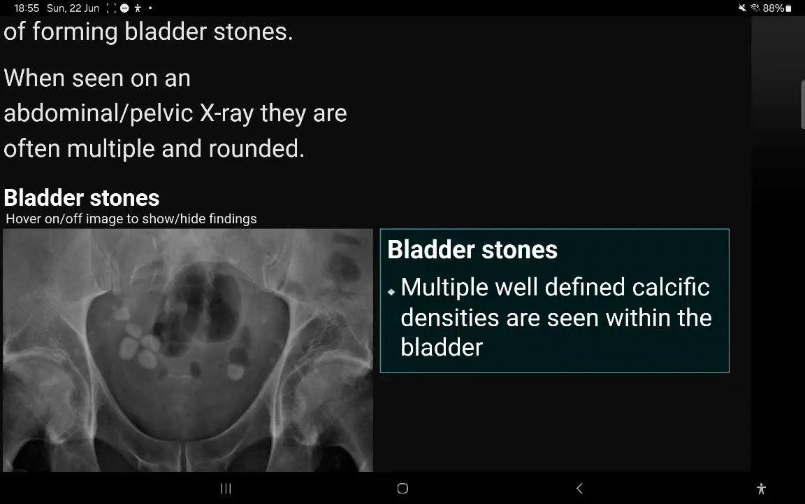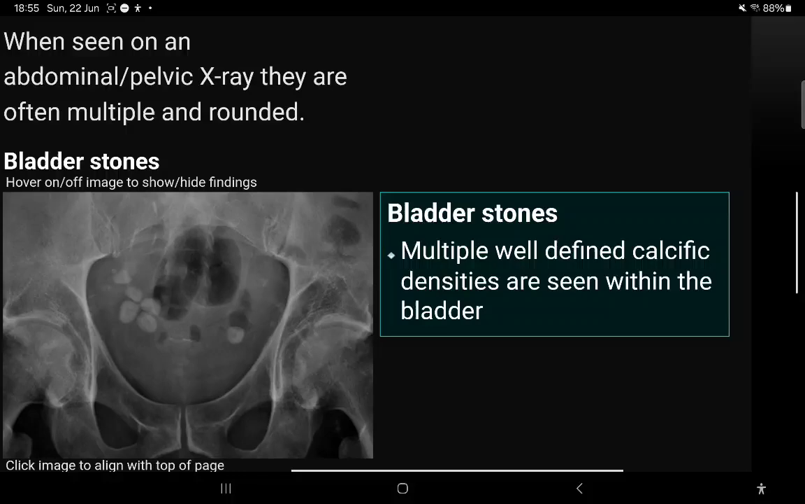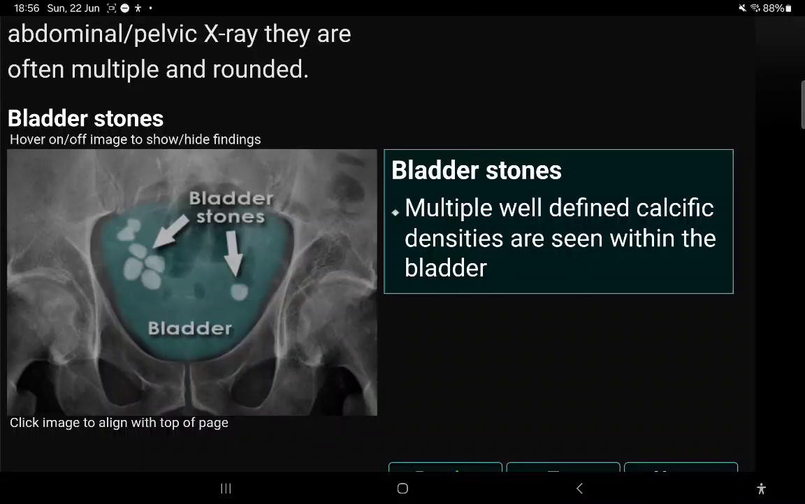When seen on an abdominal pelvic X-ray, they are often multiple and rounded. Bladder stones: multiple well-defined calcific densities are seen within the bladder. Like in this radiograph, we can see multiple large pelvic calcifications. Here we have bladder stones within the bladder in the pelvic radiograph. Now moving to the next.